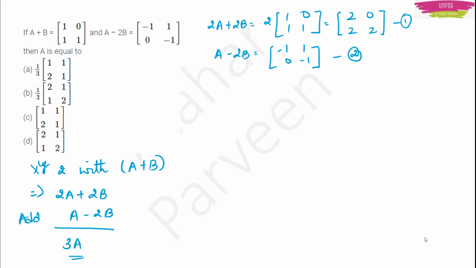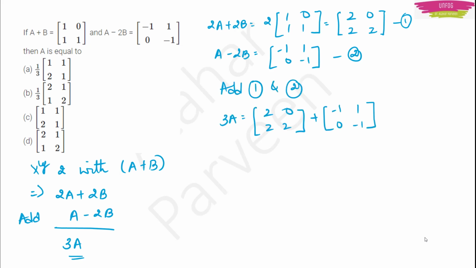You take these two matrices. Then you add. In the left hand side you will have 3A because 2B will get cancelled with minus 2B. Right hand side you write the matrices as it is. Now you just add them. But the one thing is that you have to keep that minus in your mind. Okay. You have minus 1 in the second matrix. So keep that in the mind and you find the answer 3A.